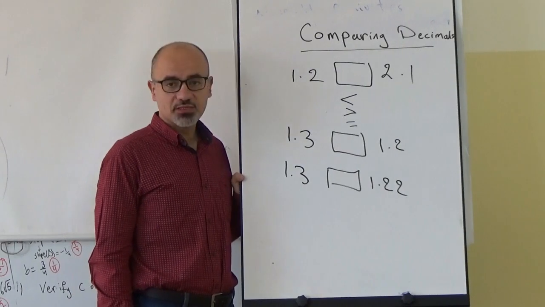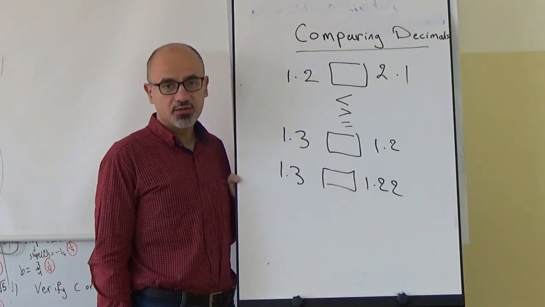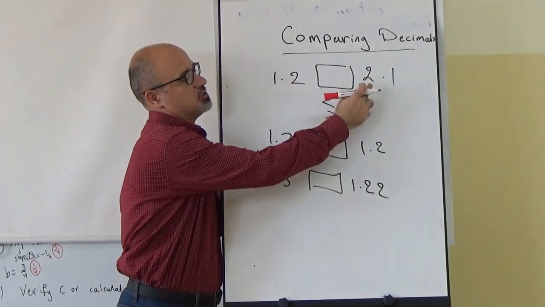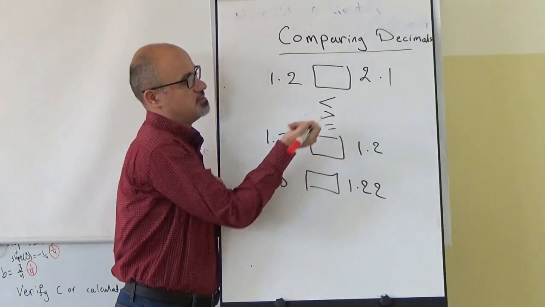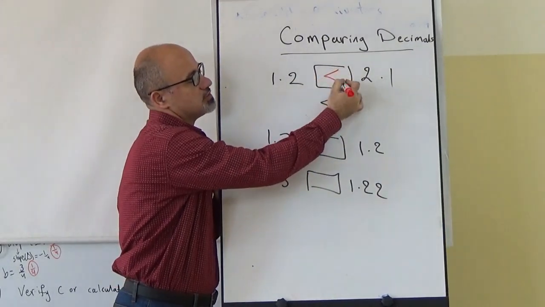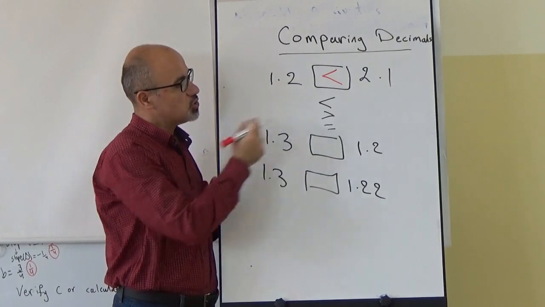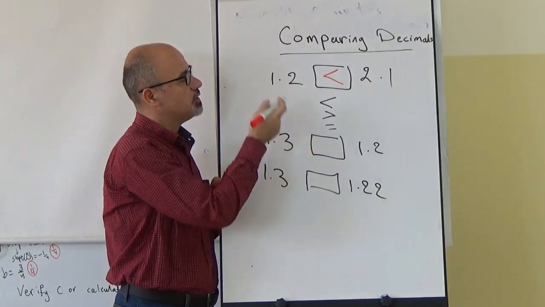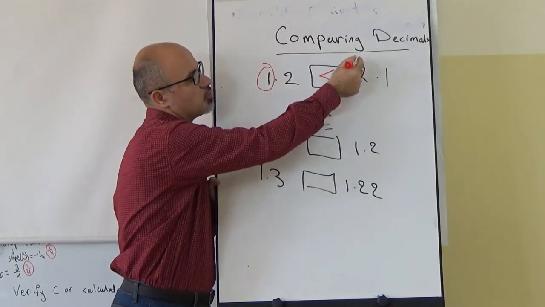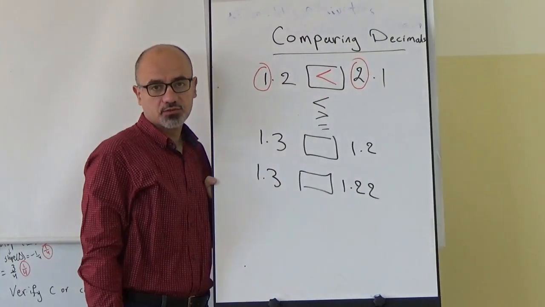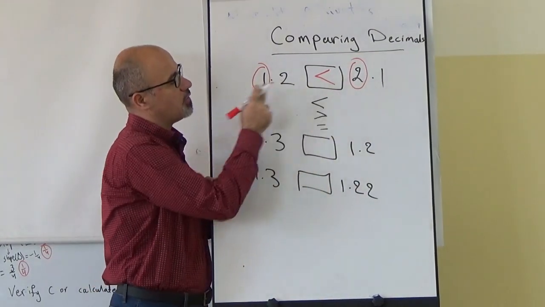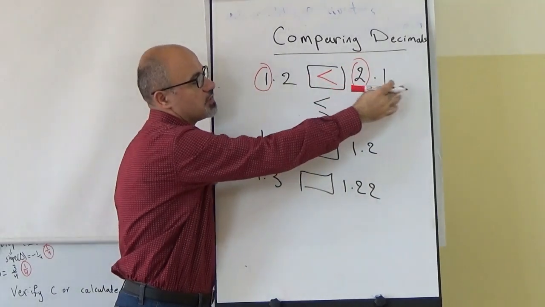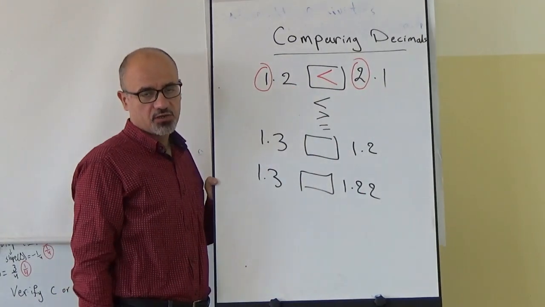So in the first experiment we had 1.2 and 2.1, one complete chocolate bar and 2/10 versus two complete chocolate bars and 1/10. The answer was 2.1 is much greater. So when we want to compare two decimals, we look first at the one having more whole part. The whole part here is 2 and the whole part here is 1, so 2 is greater than 1. So whatever were the number of tenth and hundredth, I don't care.